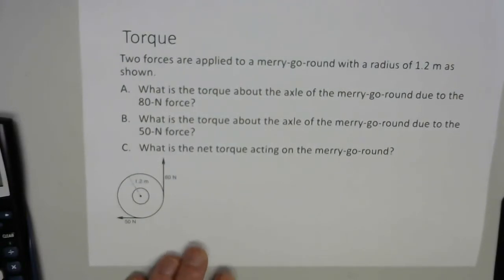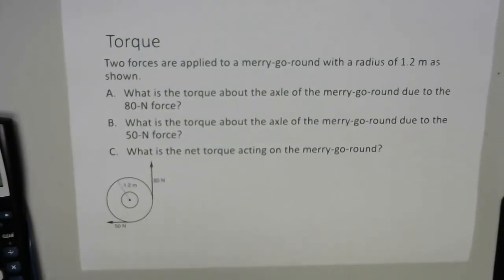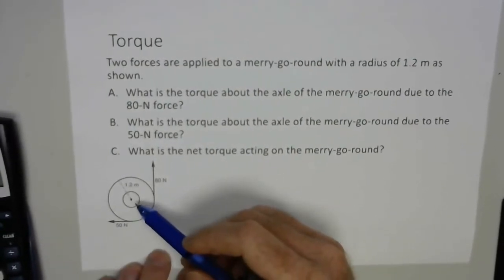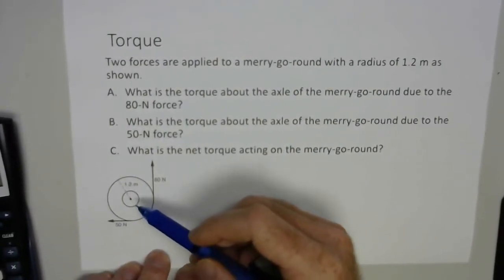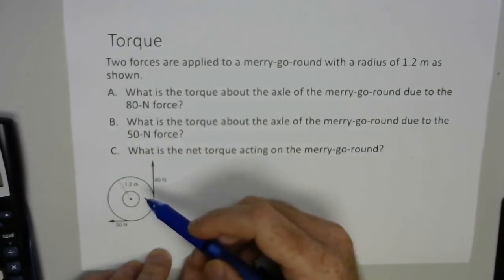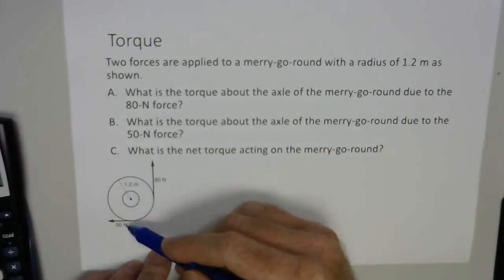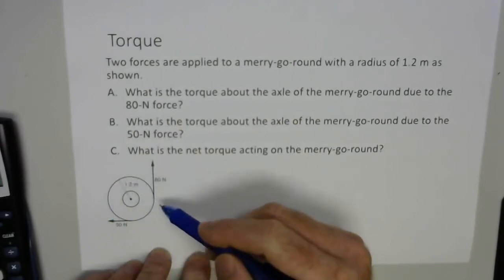Now in this case, we've got two forces acting in opposite directions, with a radius of 1.2 meters. We want the torque due to the 80 Newton force, which will produce a counterclockwise rotation, and the 50 Newton force, which will produce a clockwise rotation.